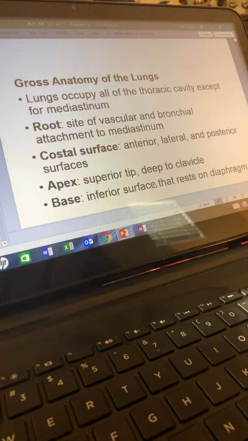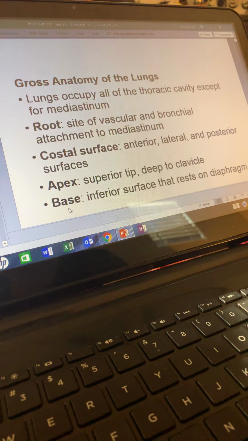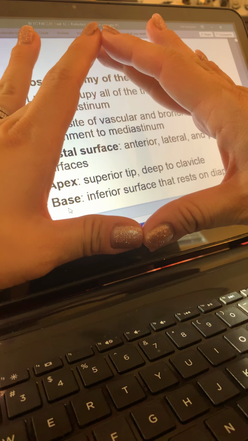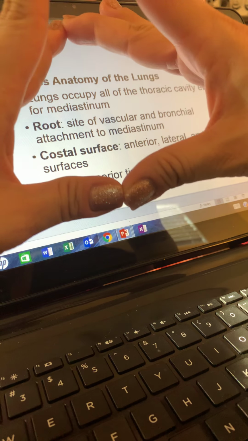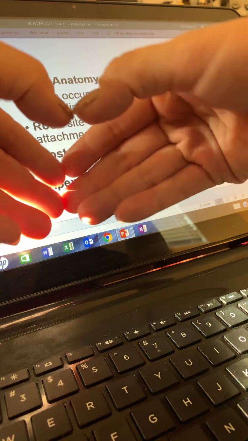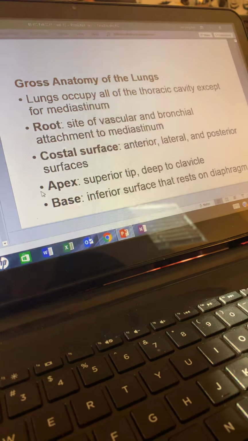Please, at this time, remember that the root and the base are different. This seems to be trouble for a lot of students that I've had in the past. And make sure that you know, when you have a pyramid, that you have the apex and the base. The lungs actually are shaped like pyramids.